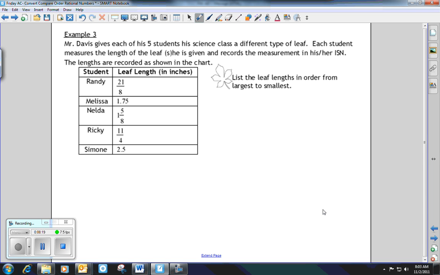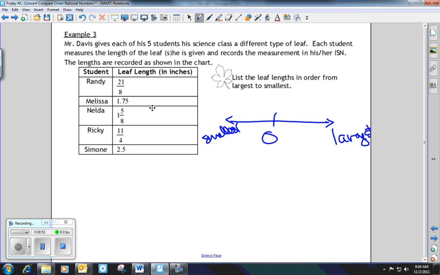Example 3, Mr. Davis gives each of his 5 students in his science class a different type of leaf. Each student measures the length and records the measurement in his or her ISN. The lengths are recorded here. You're going to list the leaf lengths in order from largest to smallest. Okay, remember on your number line, 0 is here, largest is on the positive end, smallest is on the negative end.